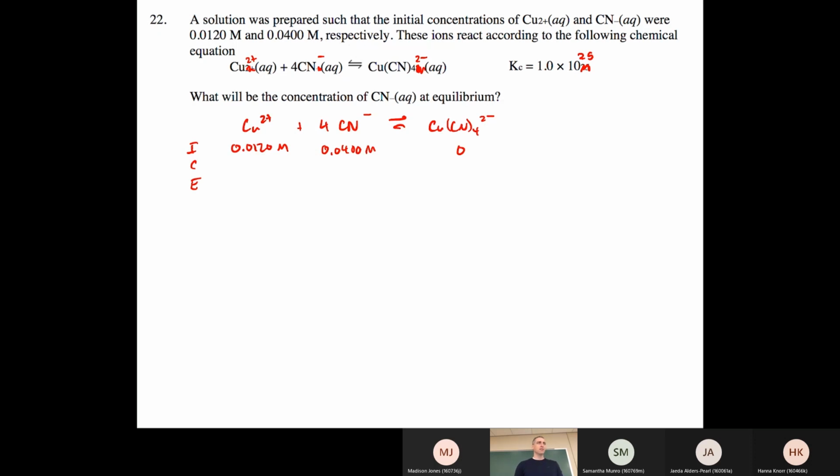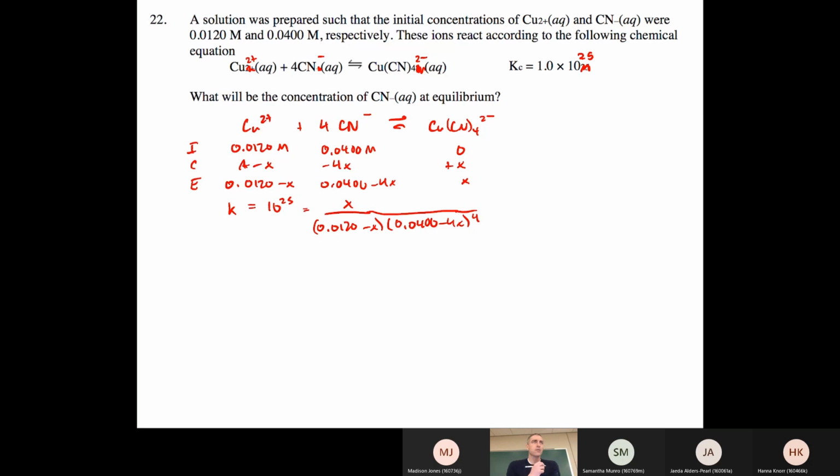In fact, it's going to shift hard to the right because of the very, very high equilibrium constant. This becomes minus x, this becomes minus 4x, and this becomes plus x. So at equilibrium, we have 0.0120 minus x, 0.0400 minus 4x, and this becomes x. Our equilibrium constant, K, is 10 to the 25th, and that's going to be equal to our product concentration, which is x, over 0.0120 minus x, times 0.0400 minus 4x, to the power of 4.